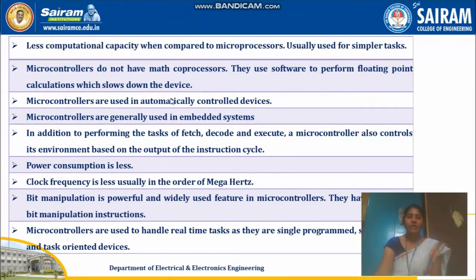Here the microcontroller is an automatically controlled device, whereas the microprocessor is not an automatically controlled device, and here the processor is embedded, the system is embedded. Here to perform tasks like fetch, decode and execute, a microcontroller also controls its environment based on the output of the instruction cycle. So it has machine cycle, instruction cycle. Machine cycle is nothing but the time taken to complete one complete instruction.